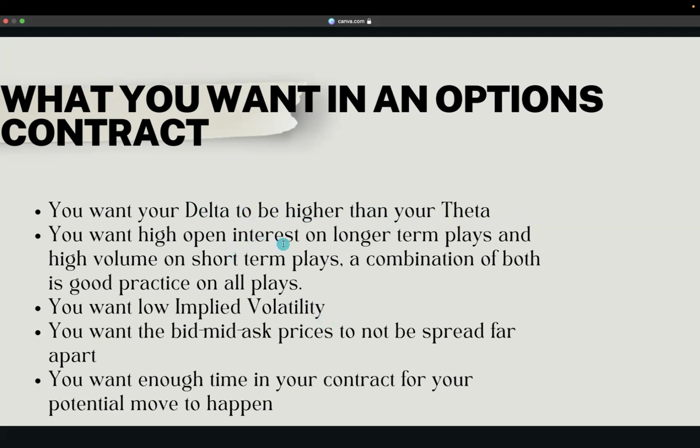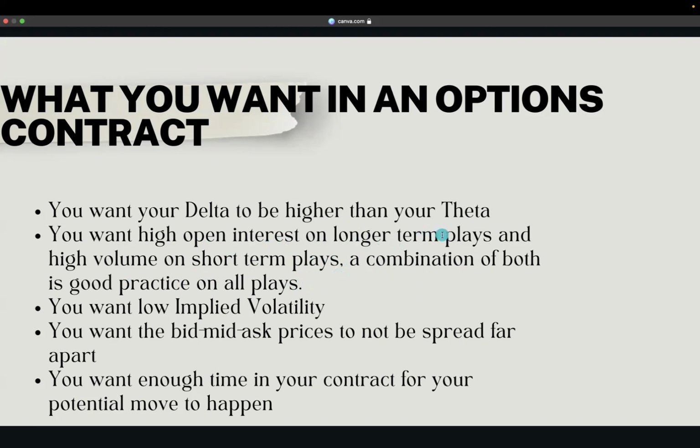You want high open interest on longer term plays and high volume on short term plays, but you definitely want a combination of both. That's just good practice. A longer term play having higher open interest is going to be good. And just to let you know, it gives you more confidence that there are a lot more people thinking this is going to take a longer amount of time to happen.